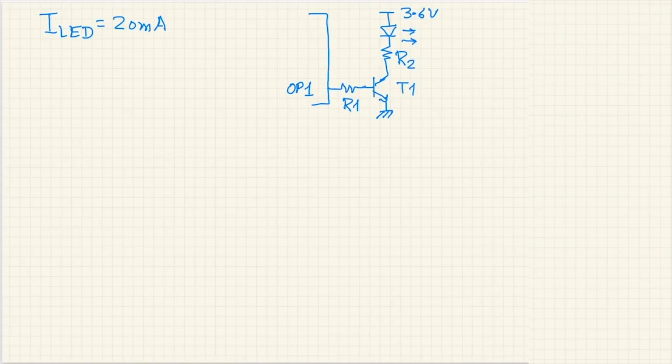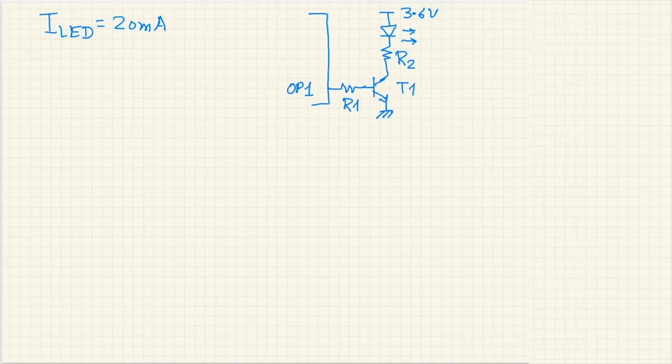Now we can choose any NPN transistor that will offer a maximum collector current which is much more than the load current. The load current in this case is the current through the LED, which we have decided to be 20 milliamperes. So as long as the transistor is able to handle much more than 20 milliamperes, any transistor should be fine. Now, how much is much more?